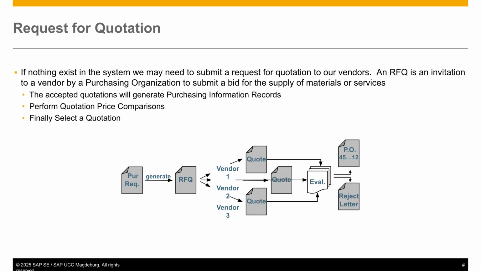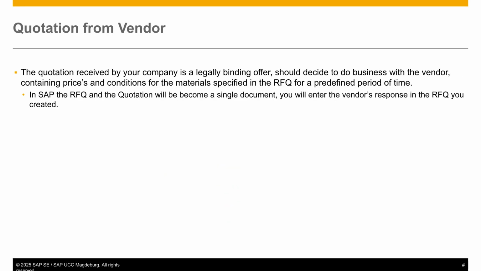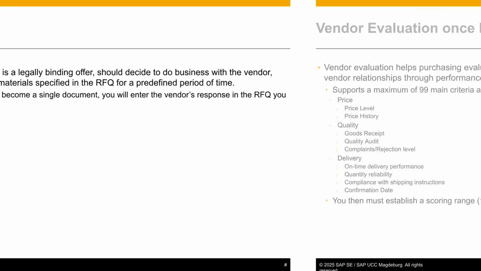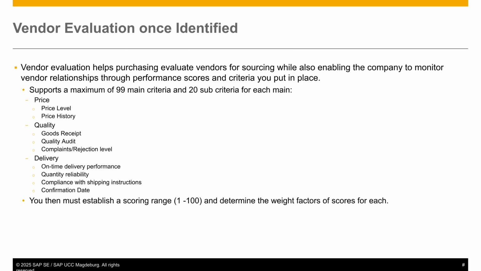When no existing source is available, a request for quotation or RFQ is sent to vendors. This invites them to bid on the requested materials or services. Vendor responses are recorded as quotations. In the system, the RFQ and the vendor's quotation are linked, creating a single document that represents the formal offer. Vendor evaluation enables organizations to monitor supplier performance. By scoring criteria like price, quality, and delivery, companies can make informed sourcing decisions.